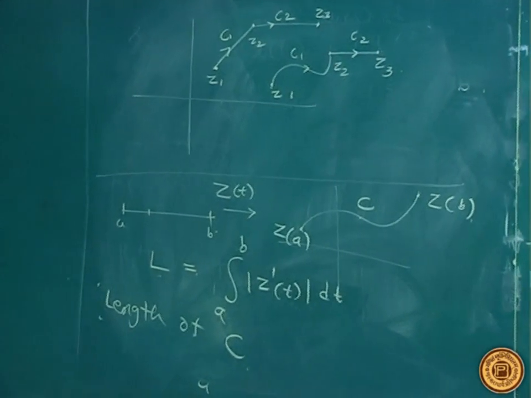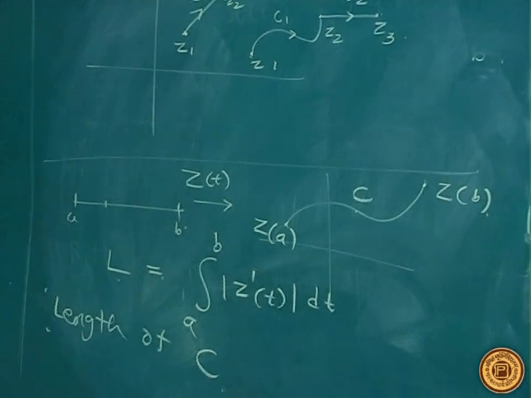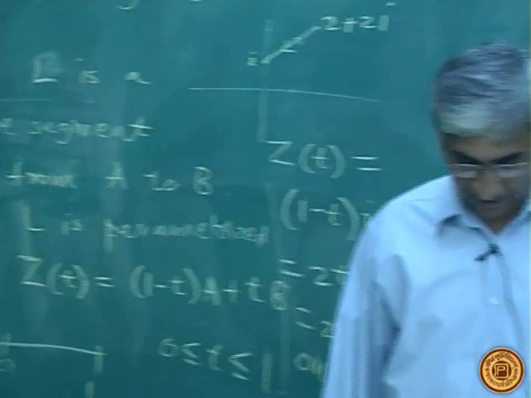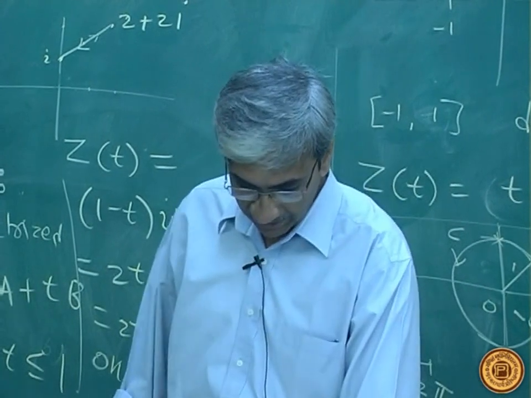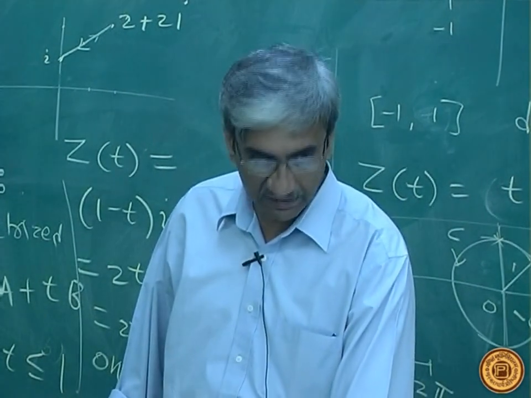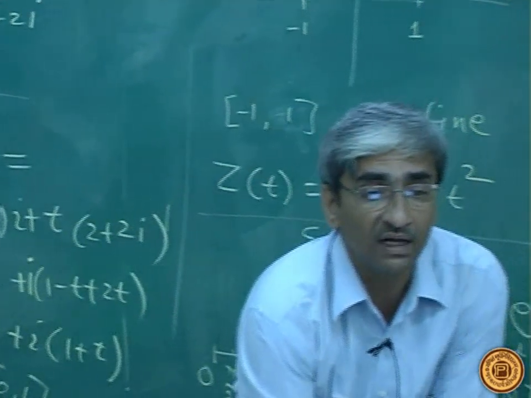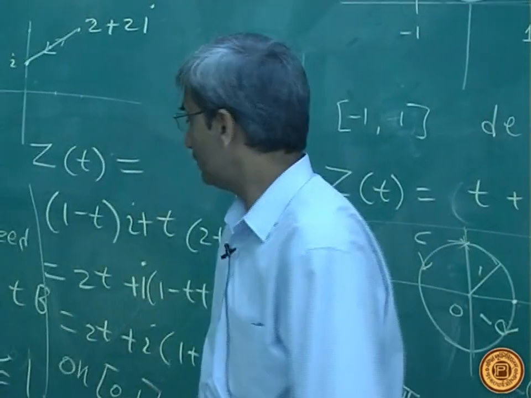And the property that is written there is that if phi is a continuously differentiable function which maps CD onto AB with phi dash u positive, then z of phi u is another parameterization of C on the interval CD, and under this reparameterization the length of C remains invariant. So let me explain this. This is point 15, which I will explain to you again.